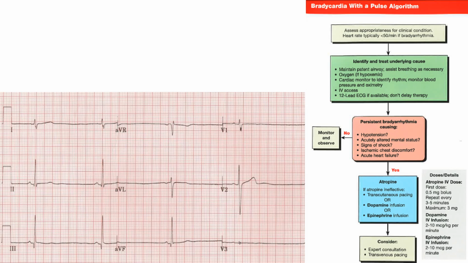And then we talked about what to do if the person has a pulse, but it's a bradycardia. Just a quick review: if the person had hypotension or signs of shock or acute heart failure, then you would give them atropine, dopamine, or epinephrine. And so that's a good thing to remember there.